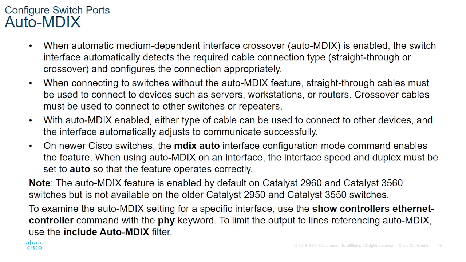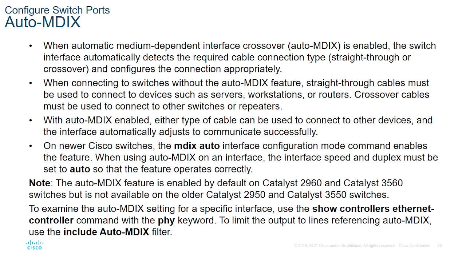Another terminology we have is what they call the auto MDIX. When the automatic medium independent crossover is enabled, a switch interface automatically detects the required cable connection, whether it's a straight through or crossover, and configures the connection appropriately. When connecting switches without auto MDIX feature, straight through cables must be used to connect to devices such as servers and workstations, and crossover cables must be used to connect between switches and repeaters.